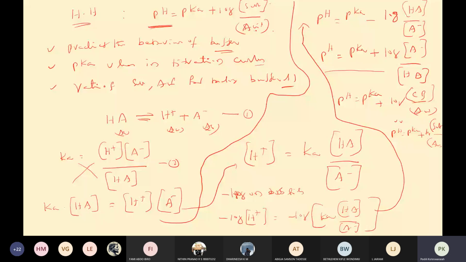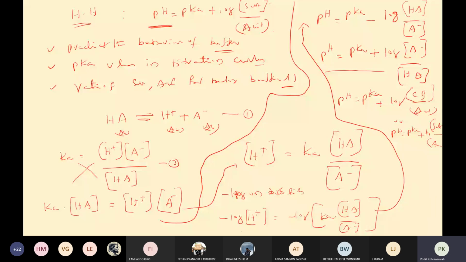This equation is useful to predict the behavior of the buffer and to determine the pK values of any weak acid in a titration curve. We can also determine how much conjugate base and acid should be mixed in order to make a buffer solution of a desired pH, because pK is a constant for any acid. Mainly it is used to prepare buffer solutions.